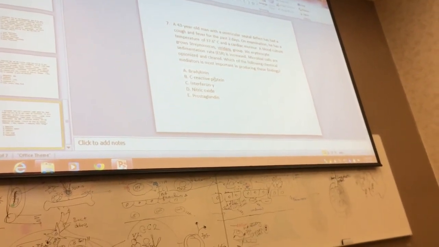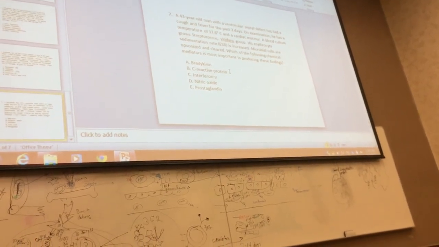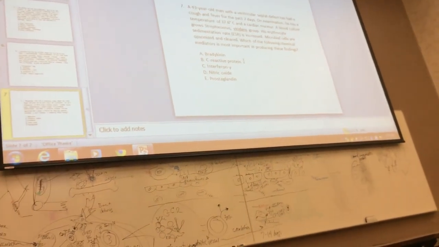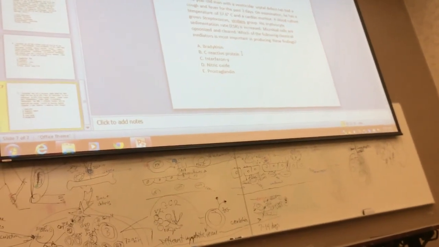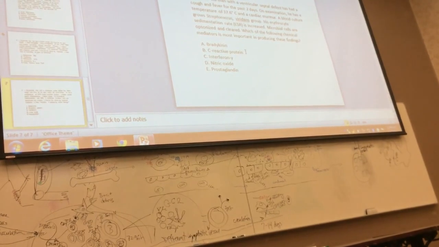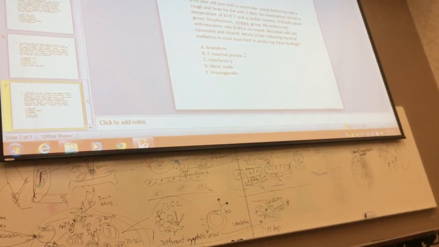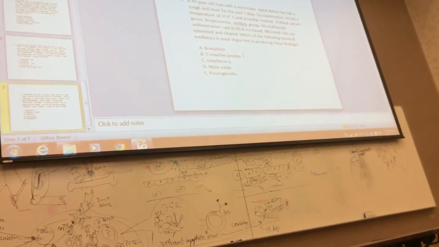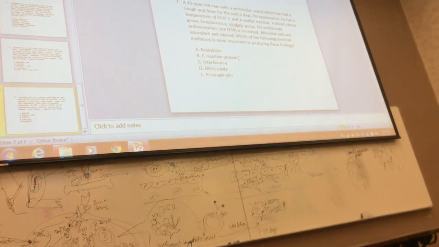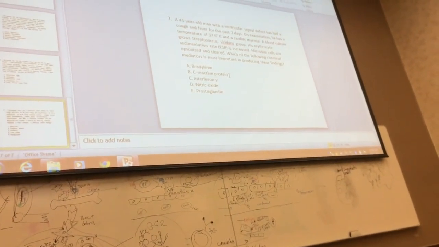Why? Remember, increased sedimentation rate is due to acute phase proteins, of which C-reactive protein is one. That will lead to changes in the red cells, and remember the rouleaux formation, so that will make the erythrocytes sediment faster. And C-reactive protein is also involved in complement activation and opsonization of the bacteria.